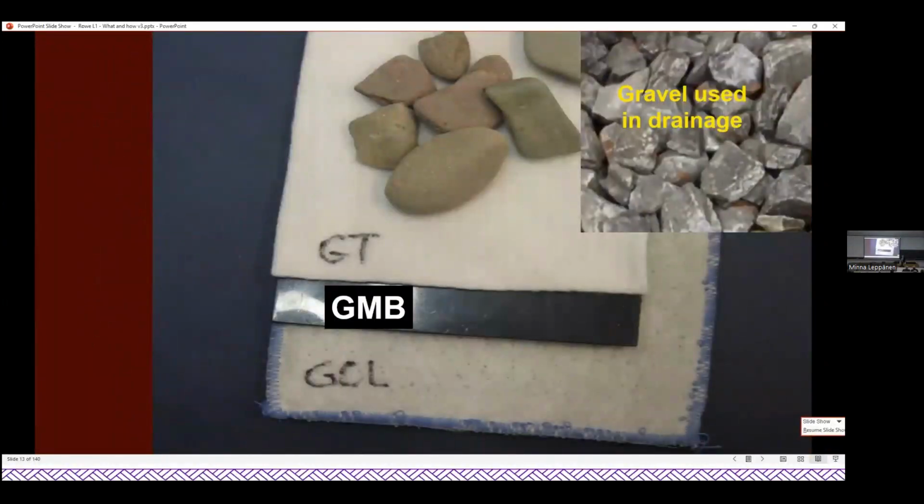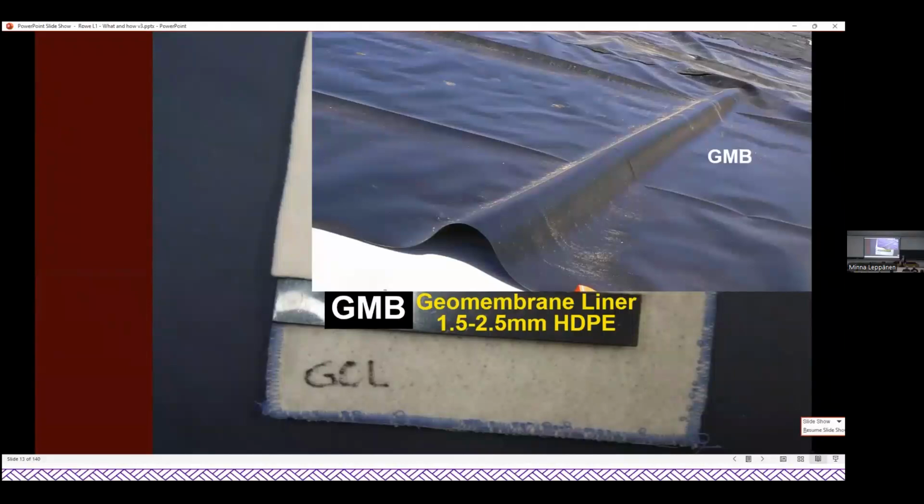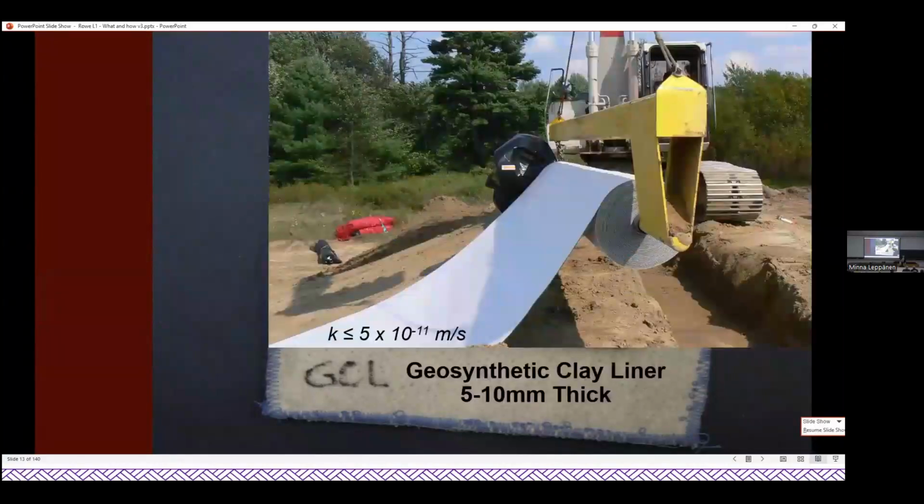So if we look at a barrier system, the sort of materials that we might encounter include gravel as a drainage layer. If we're going to have a geomembrane, then gravel and geomembranes don't get on well. And so we have to keep them separated by some form of protection layer. Geomembranes, the most common, are 1.5 to 2.5 millimeter thick HDPE.